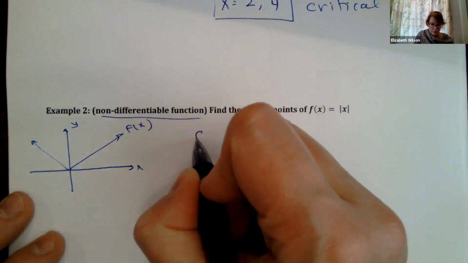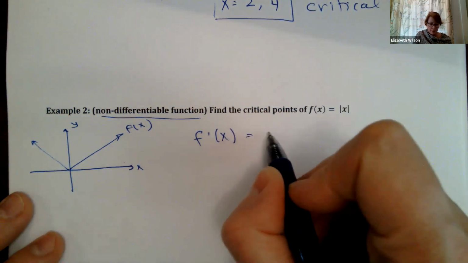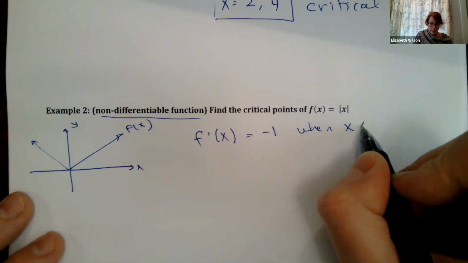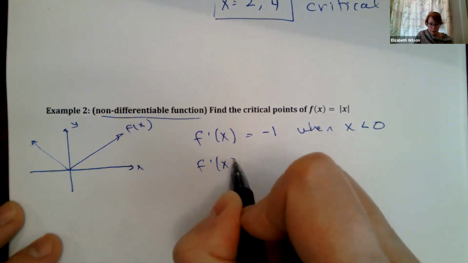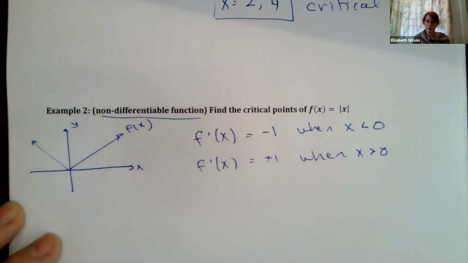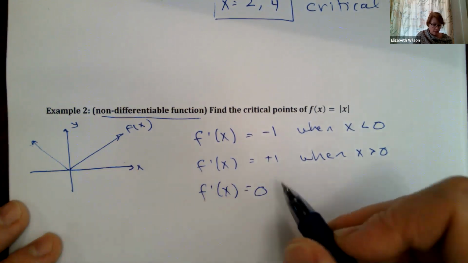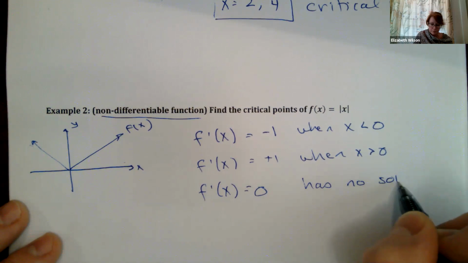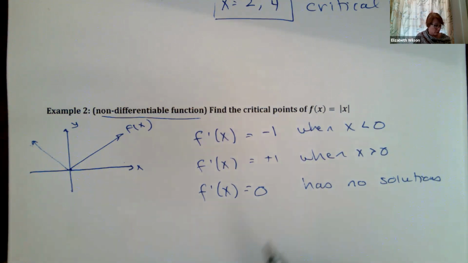So let me think. For my derivative, I'm going to have to break it up where x is positive and where x is negative. My derivative of |x| is equal to -1 when x is less than 0, right? I've got this negative slope. My derivative of |x| is equal to +1 when x is greater than 0, right? This is my y equals x function. And then my derivative, the function equals 0, it has no solutions. We have a discontinuity here because of our limits on the left and the right. So our derivative at x equals 0 has no solutions.